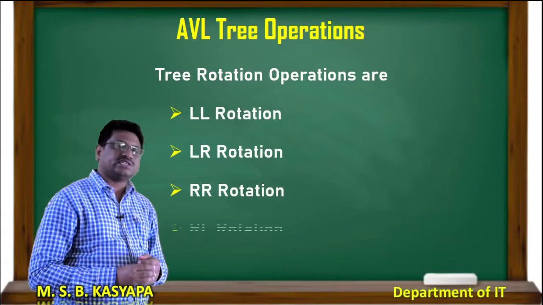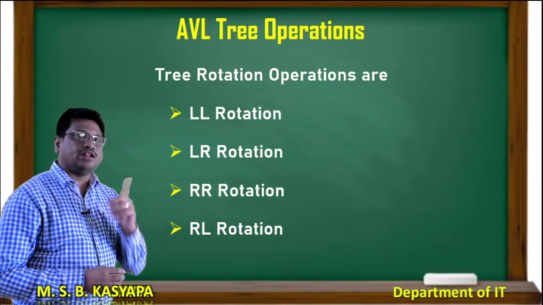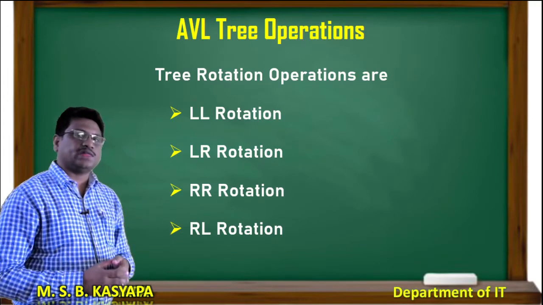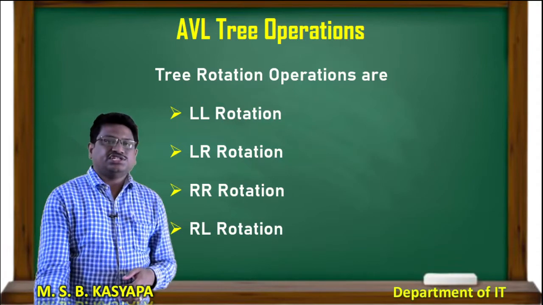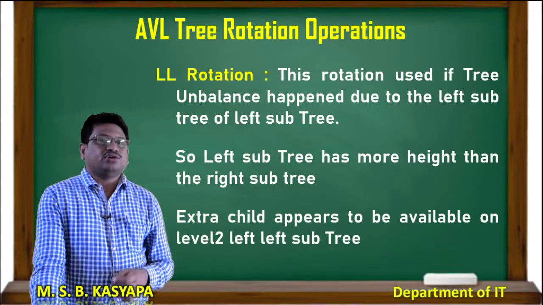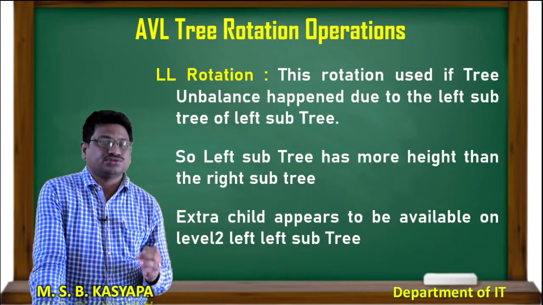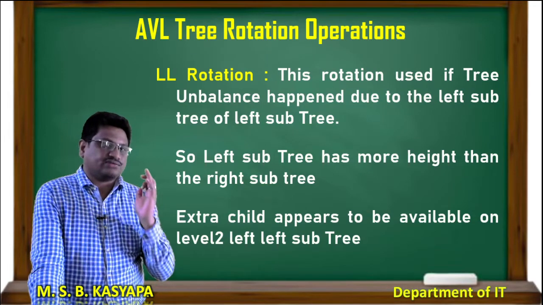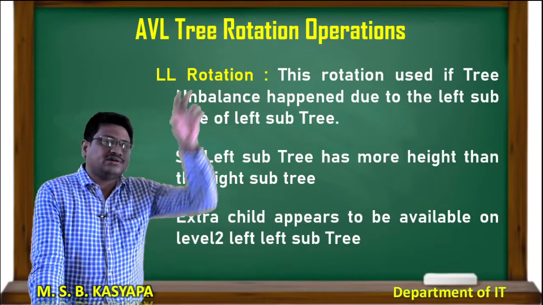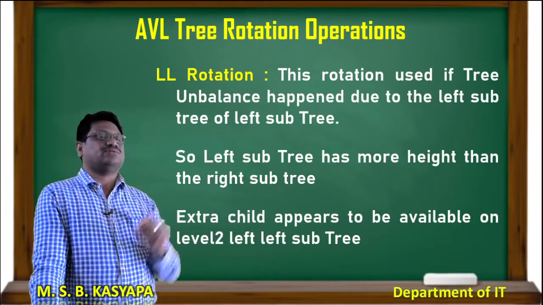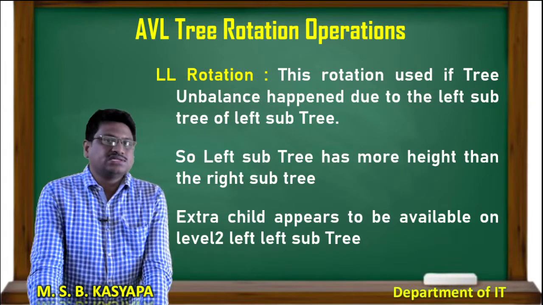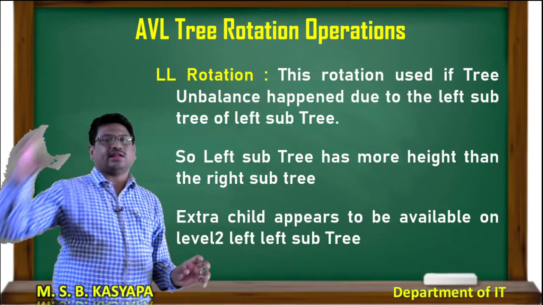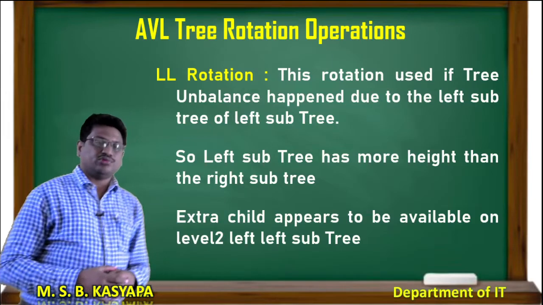The tree rotations available in the AVL tree are LL, LR, RR, RL: left-left, left-right, right-right, right-left rotations. Let's see each and every rotation now. If I am going to do an LL rotation, when do I have to use it? If the imbalance of a tree is happening because of the left subtree, then I have to use LL rotation. That means the left subtree height is more than the right subtree.